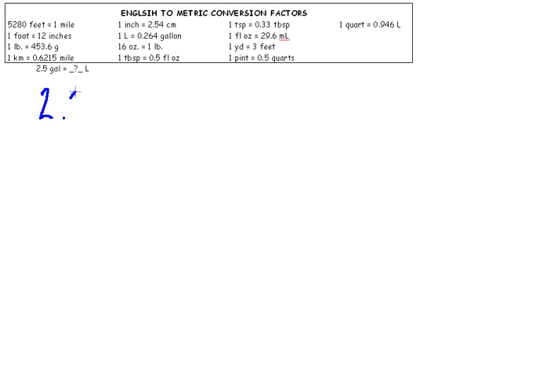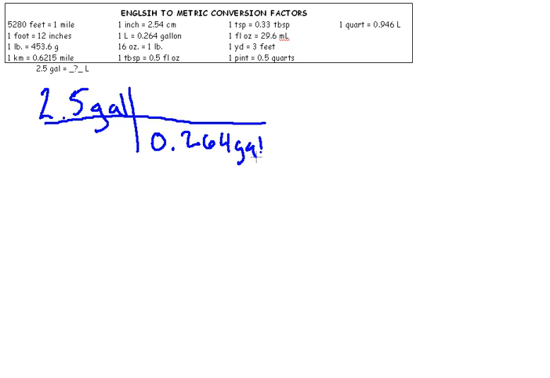So I'm going to start off by writing what this problem gives me, and I'm going to set up my crossbar, and I'm going to take my 1 liter and my 0.264 gallons and set that up so that gallons are going to cancel. So we want gallons to be gone, so gallons have to go down here in the denominator, and we have 0.264 gallons in 1 liter.